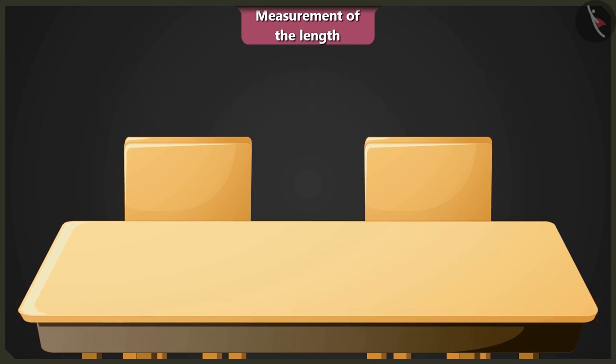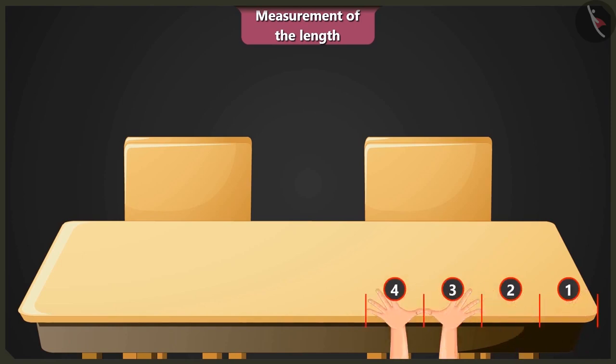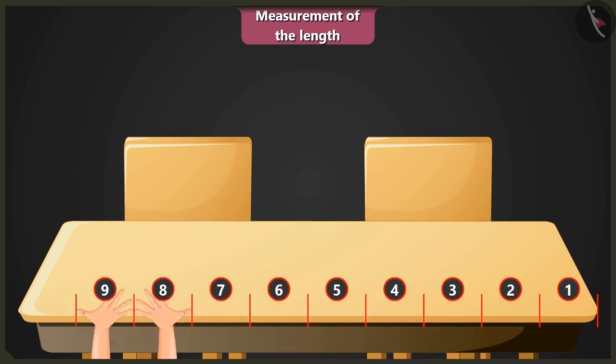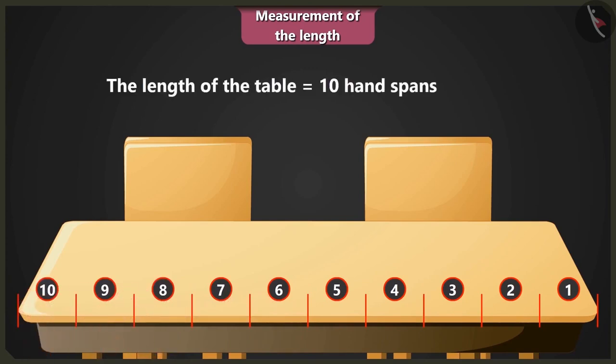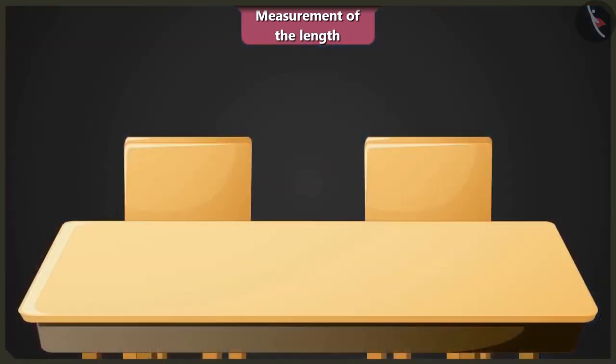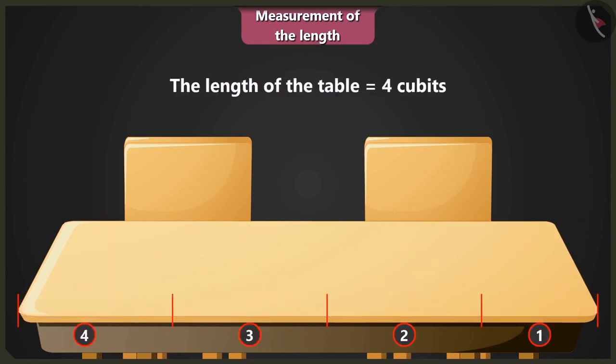Okay, I have understood. Then 1, 2, 3, 4, 5, 6, 7, 8, 9, and 10. The length of this table is equal to 10 hand spans of my palm. This is the correct measurement. Now measure this using your arm length as a unit. Then the length of this table is 1, 2, 3 and 4. The length is 4 cubit length of my arm.